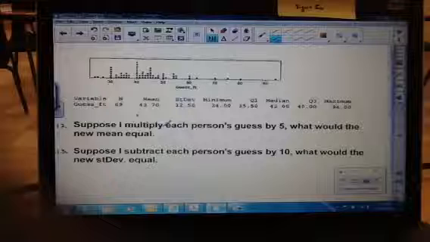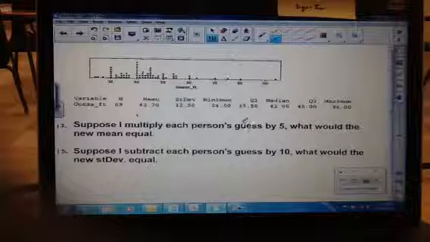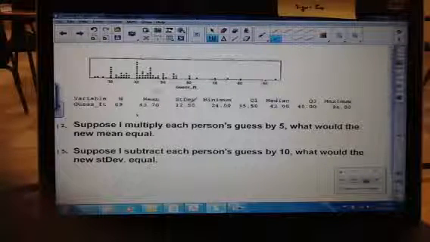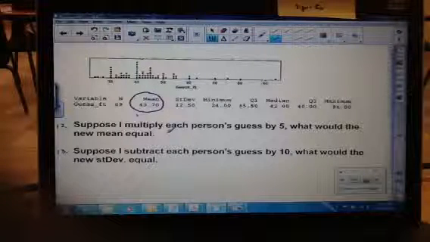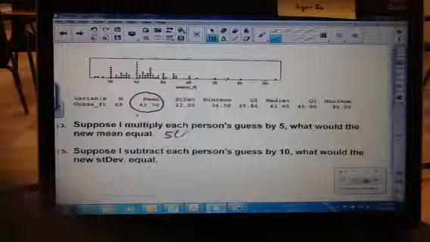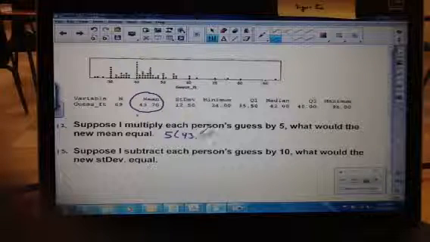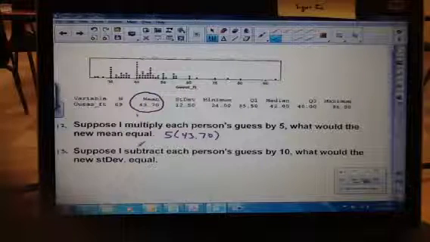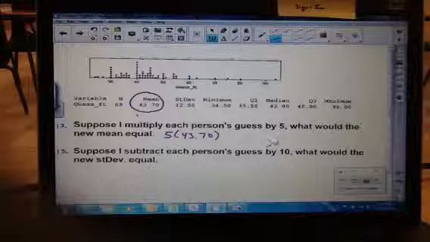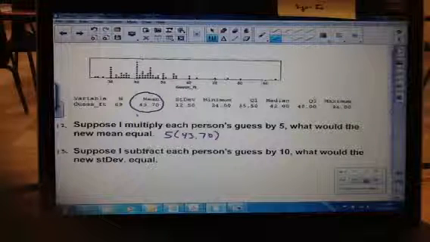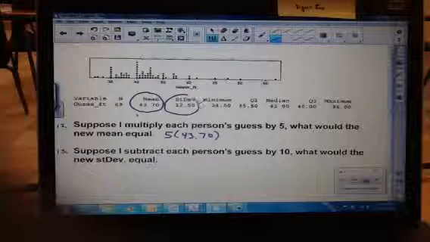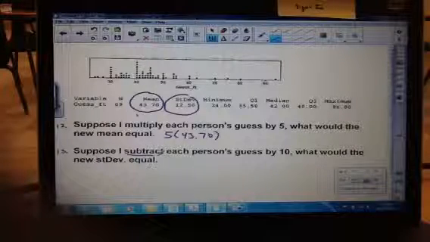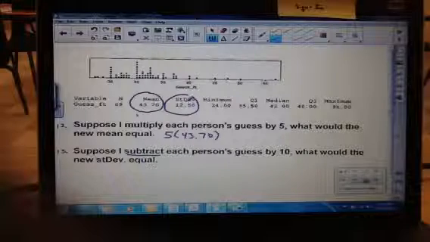If I was to multiply each person's guess by 5, the new mean will be 5 times the old mean. If I subtract 10 from each person's guess, the new standard deviation will actually be the old standard deviation. Subtracting does not change the spread of your data.